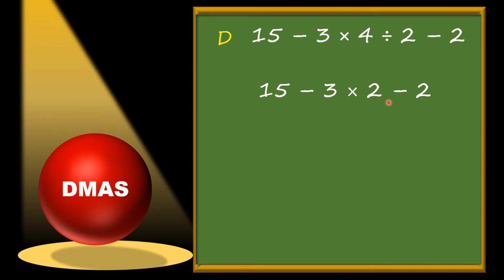After that, here subtraction, multiplication and subtraction, and according to this rule, which comes first? Multiplication. So we will do multiplication. 3 2s are 6. It means we get 15 minus 6 minus 2. Now here is only one operation, which is subtraction. So at first we can subtract 6 from 15. So we will get 9 minus 2. Then we will do this last subtraction and we will get 7.